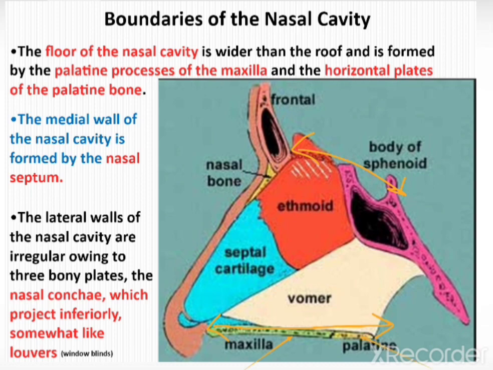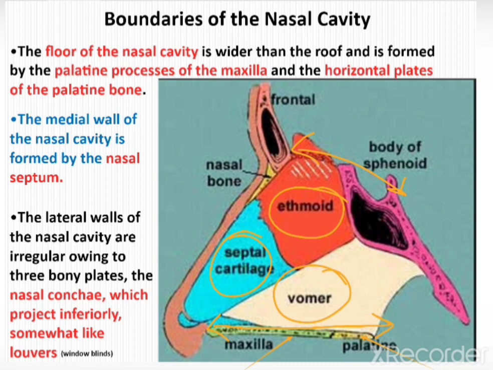There are two palatine bones, and the horizontal plates of the two palatine bones make up the floor of the lateral wall of the nasal cavity, and the palatine processes of the right and the left maxilla make up the floor of the nasal cavity. The medial wall of the nasal cavity is formed by the nasal septum, and the nasal septum is made up of the septal cartilage, the ethmoid bone, and the vomer bone.